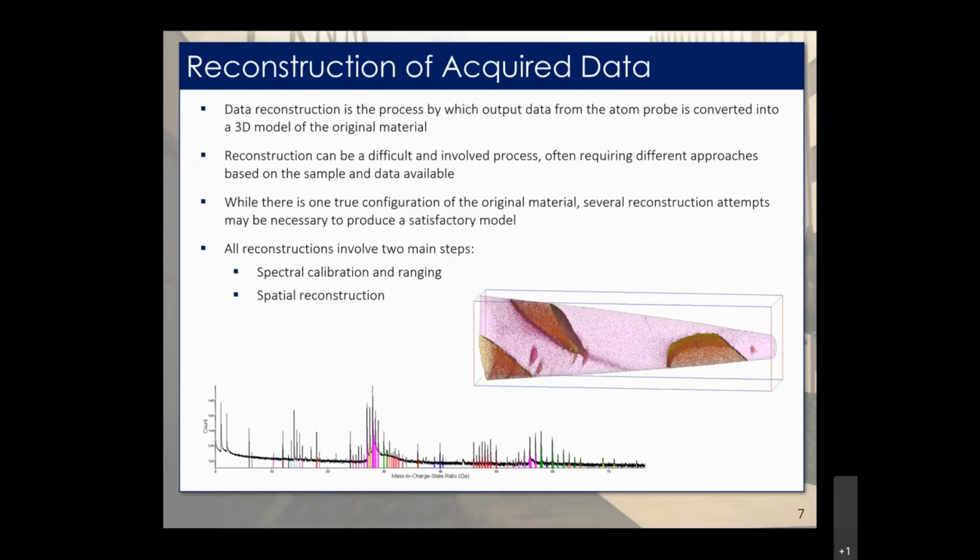Now, in all cases, reconstructions will primarily involve two main steps. First being the spectral calibration and ranging, where we're looking at essentially the mass spec side of the atom probe, and then the spatial reconstruction aspect. So let's go through those now.